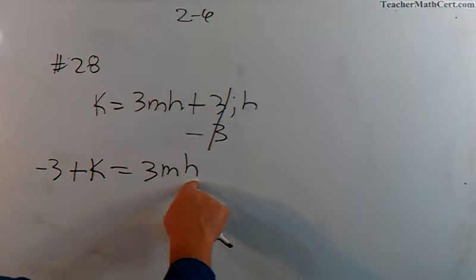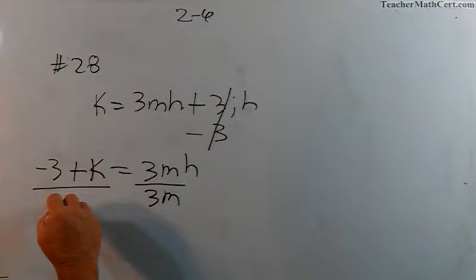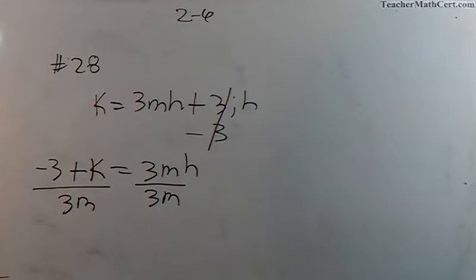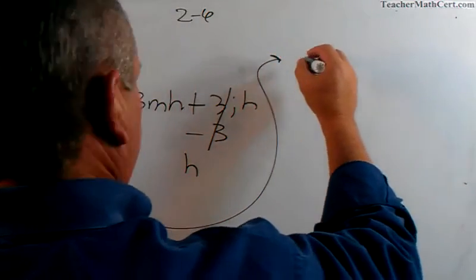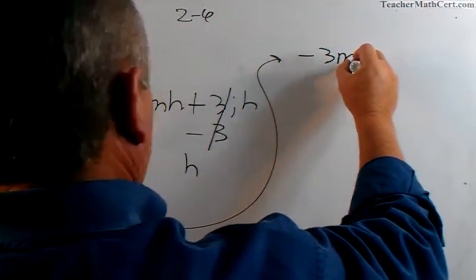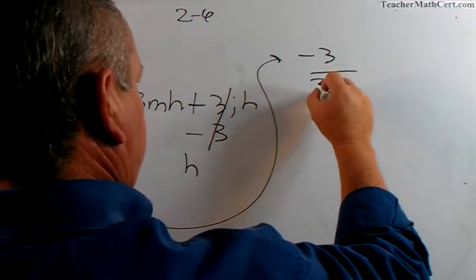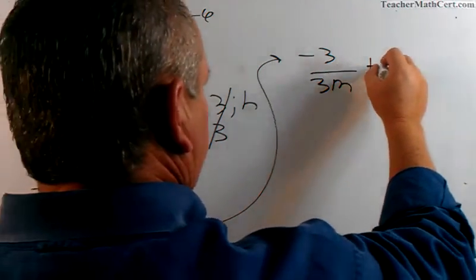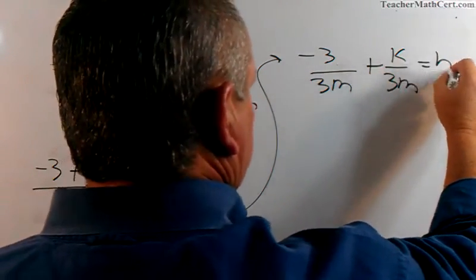So we need to get h by itself. Divide by 3m. Divide this whole thing by 3m. 3m's go to 1, so we're left with h, right? But I can see we've got a 3 here, so we may want to rewrite this like I told you before. Negative 3 over 3m plus k over 3m is equal to h, right?